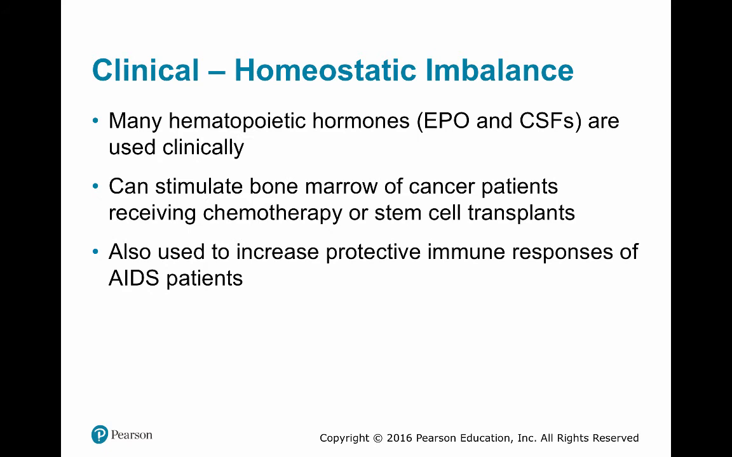Now, many different hormones such as EPO and CSF are used clinically, and they can stimulate bone marrow of cancer patients receiving chemotherapy or stem cell transplants. They're also used to increase protective immune responses for patients who have AIDS. So being able to activate and make more of the cell types is very, very important.